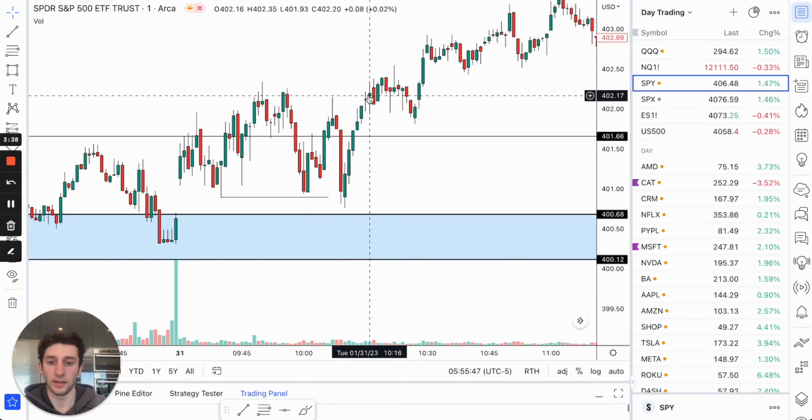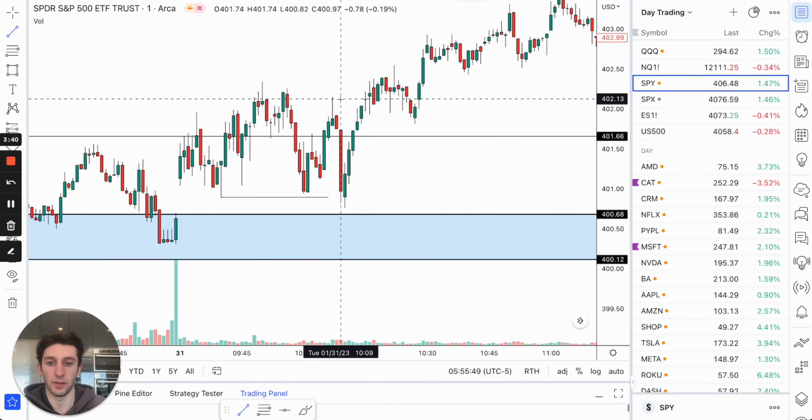After I see this, and I see that we're able to get above this high that was formed here, now I know buyers are stronger than sellers, right? The buyers were able to outbid the sellers. Price got above this level.